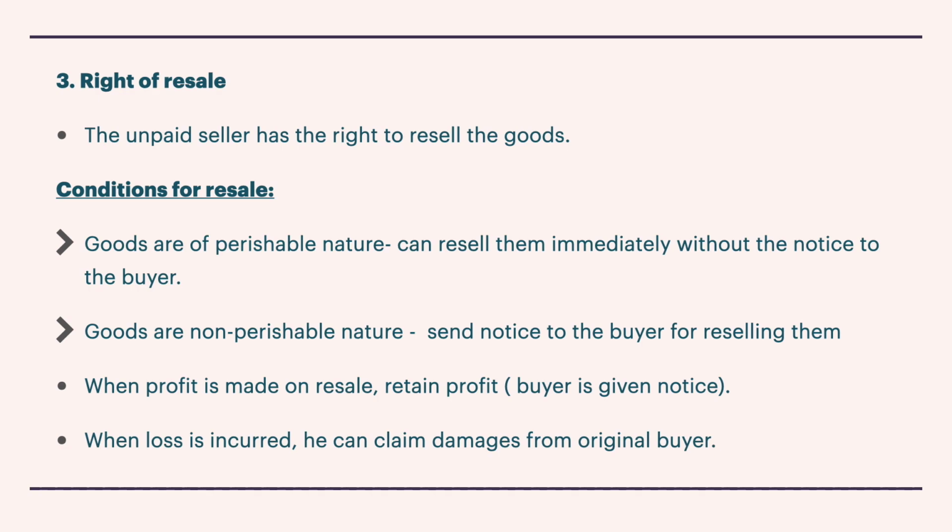So buyer must be aware that the goods are perishable. I need to make an immediate payment, so the goods are immediately shipped to me. If the buyer is not willing to make the payment, that is understood by the seller, so seller automatically, without telling the buyer, he can resell the goods to another buyer.